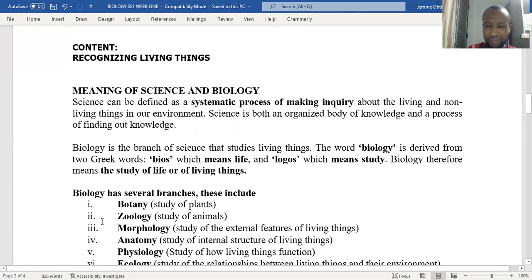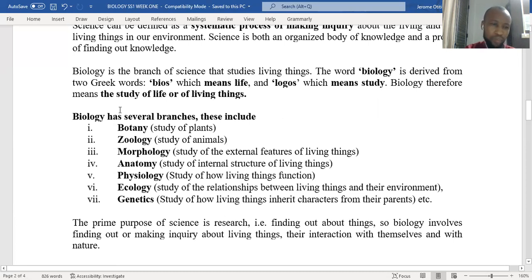Okay. The word biology is derived from the Greek word bios, which means life, and logos, which means to study. So if bio means life, and logos means study, you can say that biology is therefore the study of life or the study of living things. So it's a very simple concept.